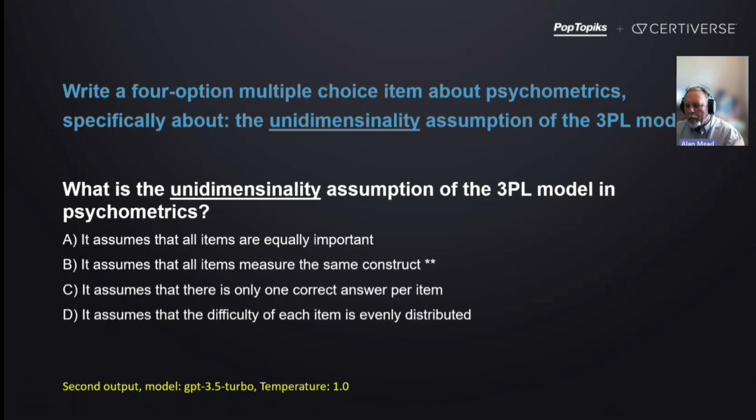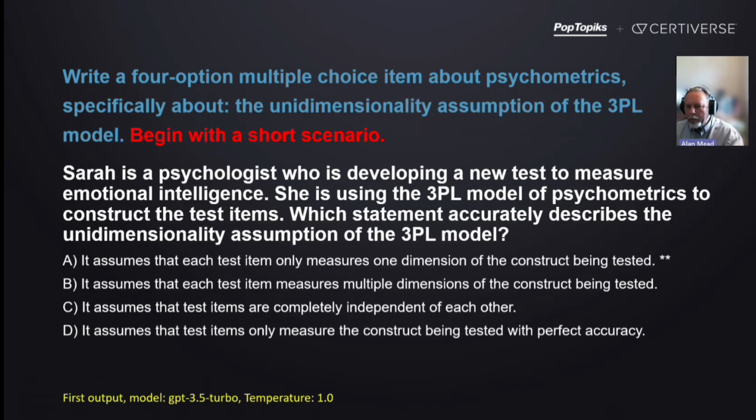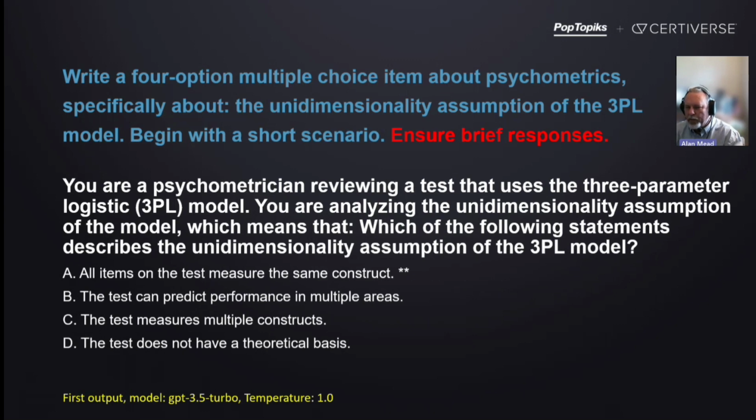But let's say that we want a little more scenario. So then we just modify the prompt to say begin with a scenario, and boom, we're talking about Sarah the psychologist who has a new measure. And this again is a pretty good item. But maybe we want the item to have shorter responses. So we tell it to ensure brief responses, and it updates again, and it gives us a new item. And this item has a typo. You are analyzing the unidimensionality assumption of the model, comma, which means that, and it just trails off. So we'd have to fix that. But this is a pretty good item.